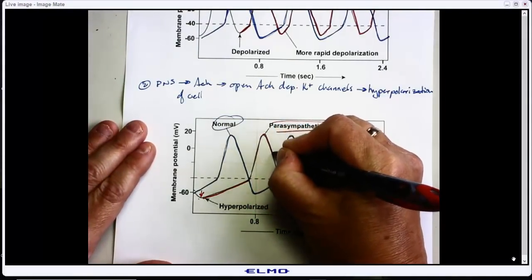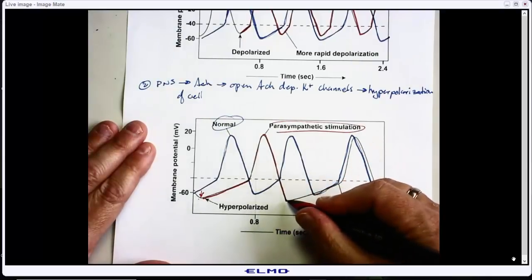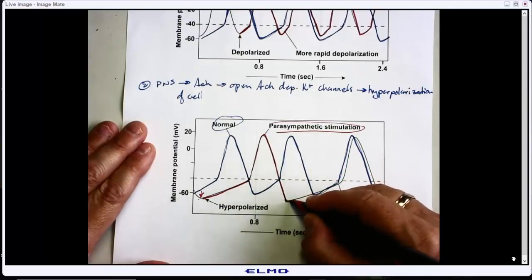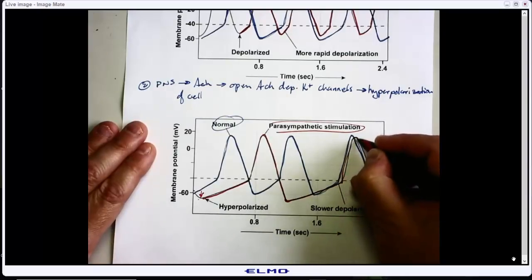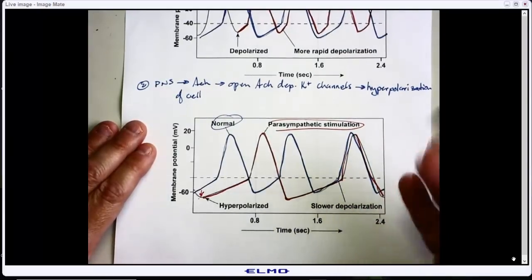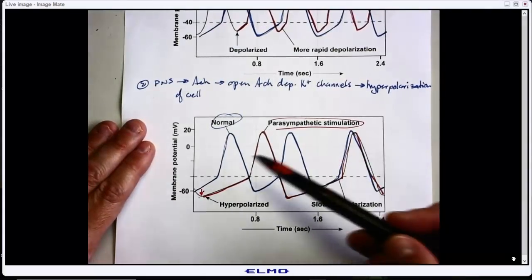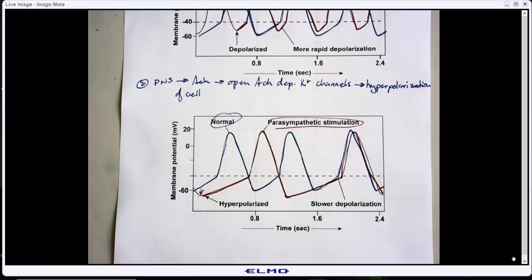Once we get to threshold, we have our normal action potential. We come back down, though, to a more hyperpolarized state. So now instead of being at -60, we're at -70 again. It just takes us longer with the same leak rate to get to threshold. Once we get there, though, we get another action potential. At the end of the day, it's taken us longer to get to threshold. So we're going to have fewer action potentials per minute, therefore a decreased heart rate. Decreased spontaneous depolarization rate, decreased heart rate.